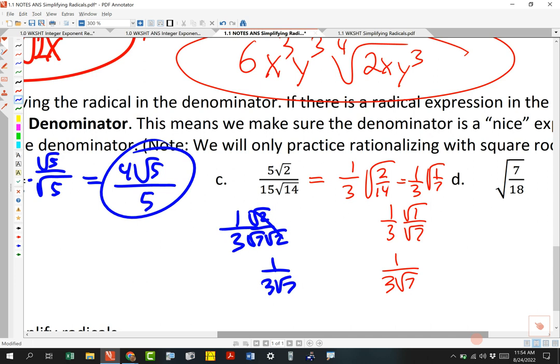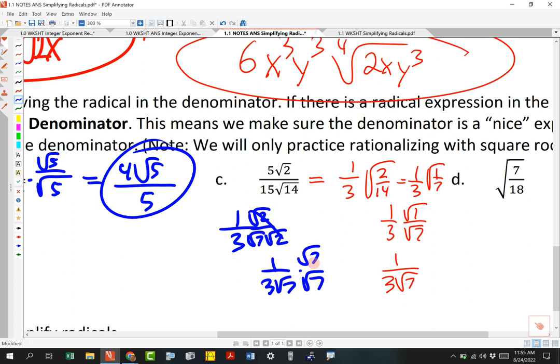Why are we not done yet, Brittany? Radicals in the denominator. If I'm going to simplify a radical, I need how many factors? 2. How many 7's do I have? How many more do I need? 1. So I'm going to multiply by 1 more radical 7. So we're going to multiply by radical 7 here and radical 7 here.